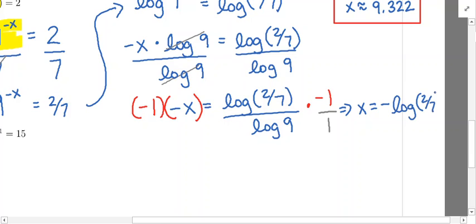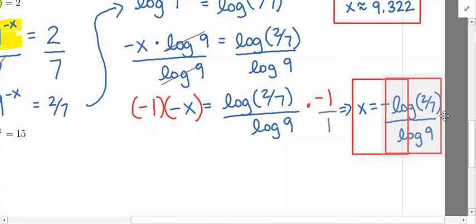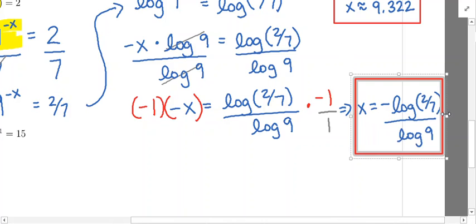Okay, you only send the negative to the top or the bottom, but not both. So since I sent it to the top, the bottom is going to stay the same. Okay, so x is going to be, the exact answer is negative log of 2/7 divided by the log of 9. Okay, so let me box this. This is your exact answer. And then we'll go and grab the decimal approximation from the calculator.